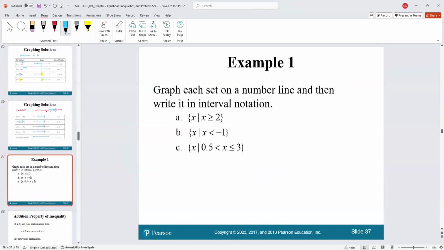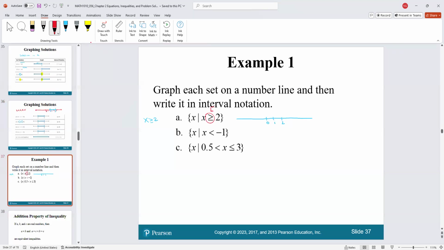Now, let's go through some examples very quickly. We have the first exercise. It says graph each set on a number line and then write it in interval notation. First, look at the first one. We can say that x is greater than or equal to 2. On the number line, we identify 0, 1, and 2. Should we use parentheses or bracket? We're going to use a bracket because it says greater than or equal to.